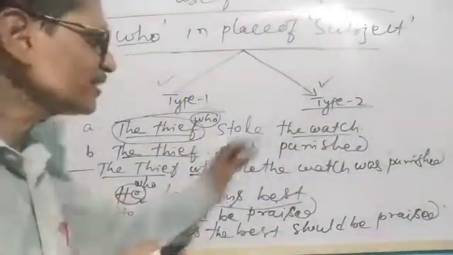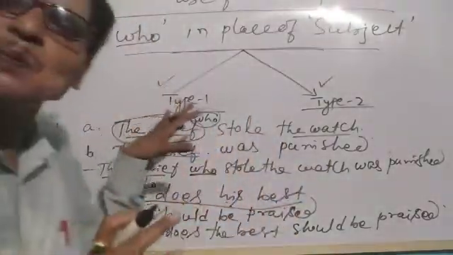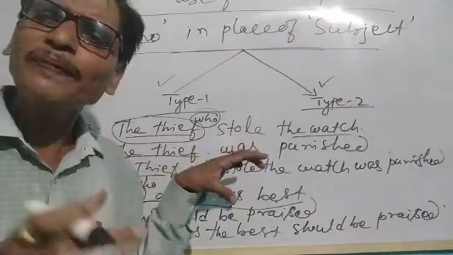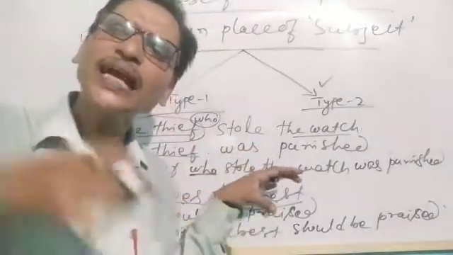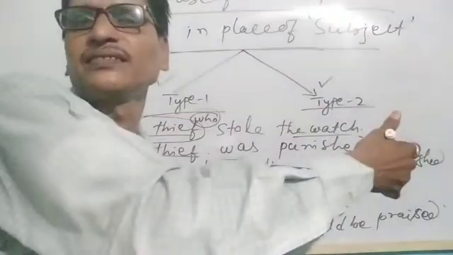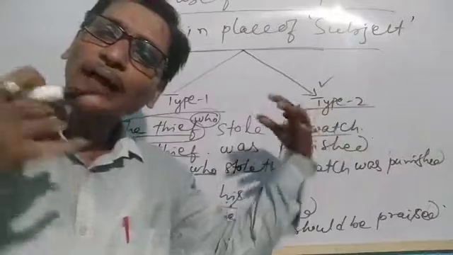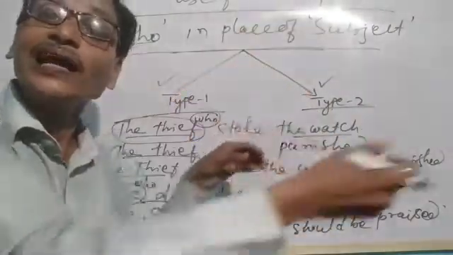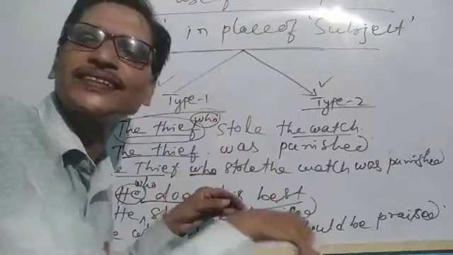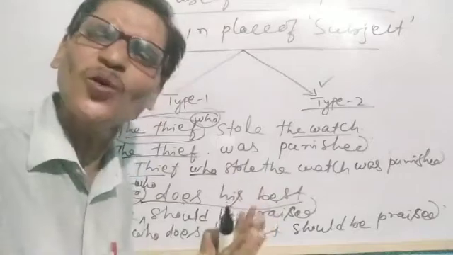So you understood? In type 2, the difference is nothing. Only in type 1, we used a relative pronoun and took the second sentence and added it with the first sentence. But when we are talking about type 2, we took the first sentence and added it with the second sentence using a relative pronoun. That's the difference. There is no other difference.